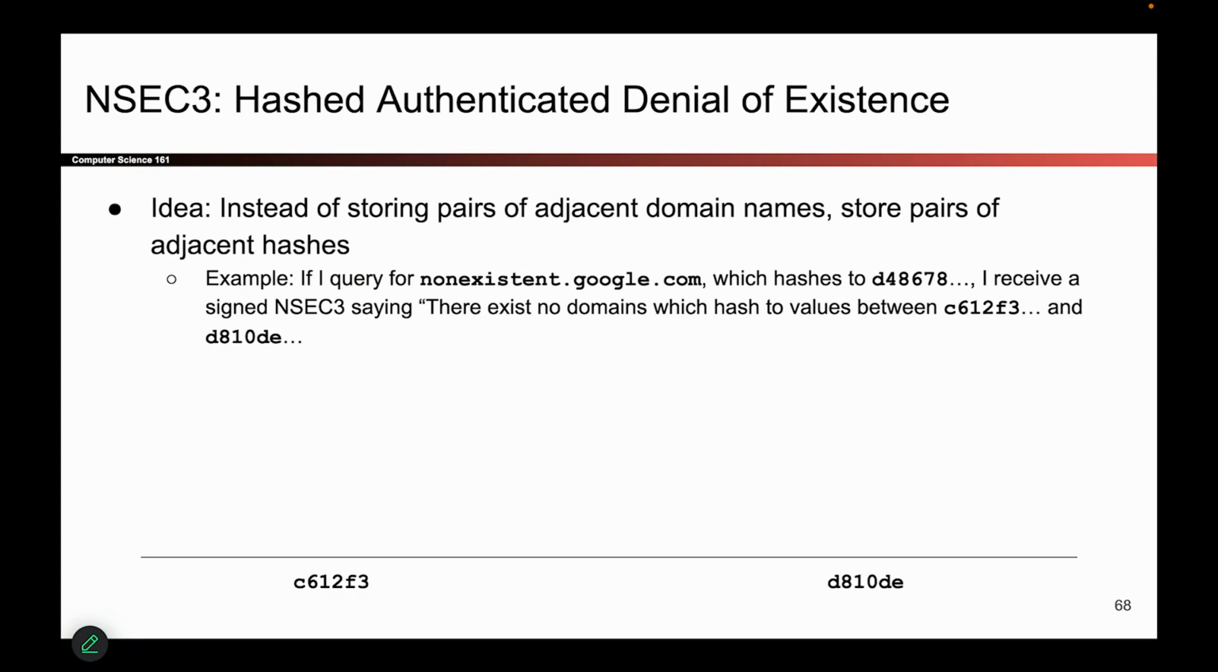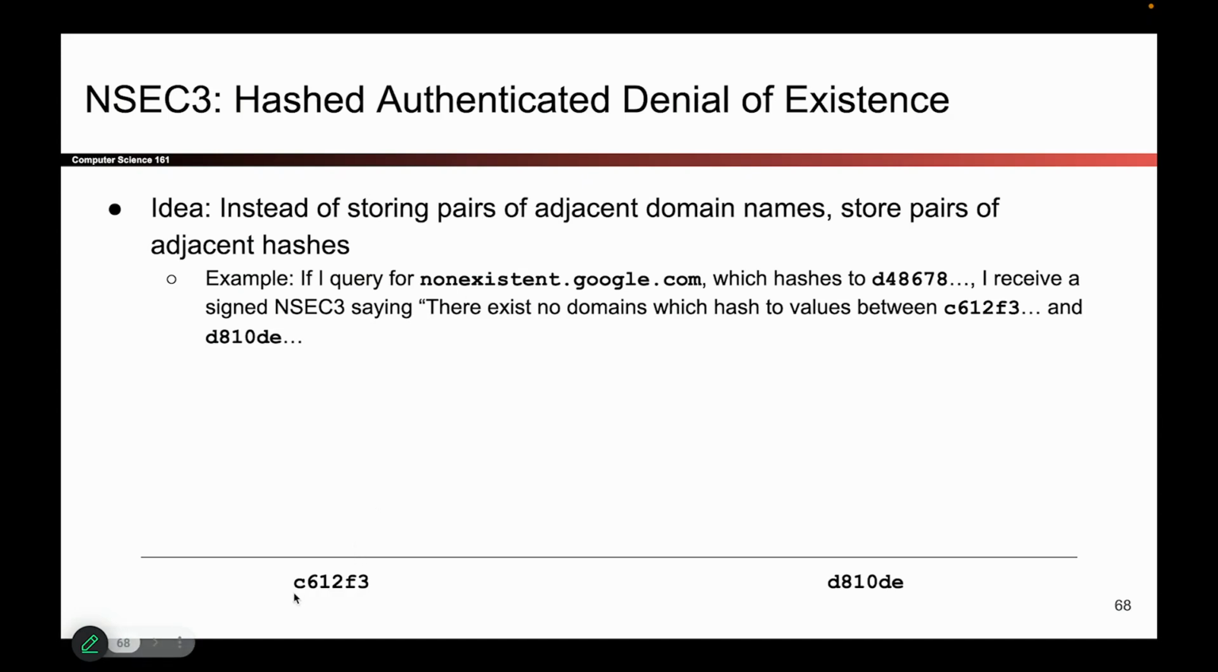So if we have 5 different domain names, we first hash all 5 of them. That creates 5 different hashes. And then we arrange the hashes in alphabetical order. They might change in terms of their relative order, but that's fine. You take the 5 hashes, you put them in alphabetical order, and you sign the ranges in between hashes. That's a possible idea. So maybe Google has 2 subdomains in this picture.